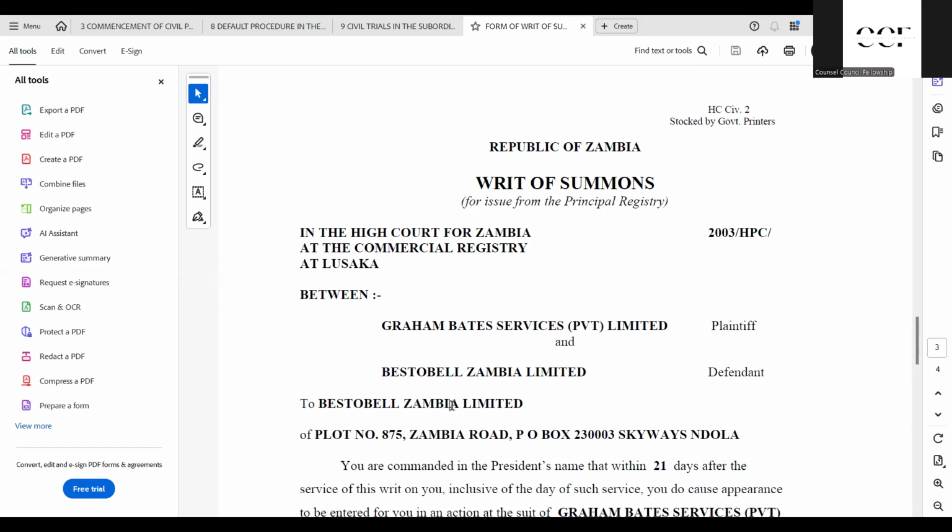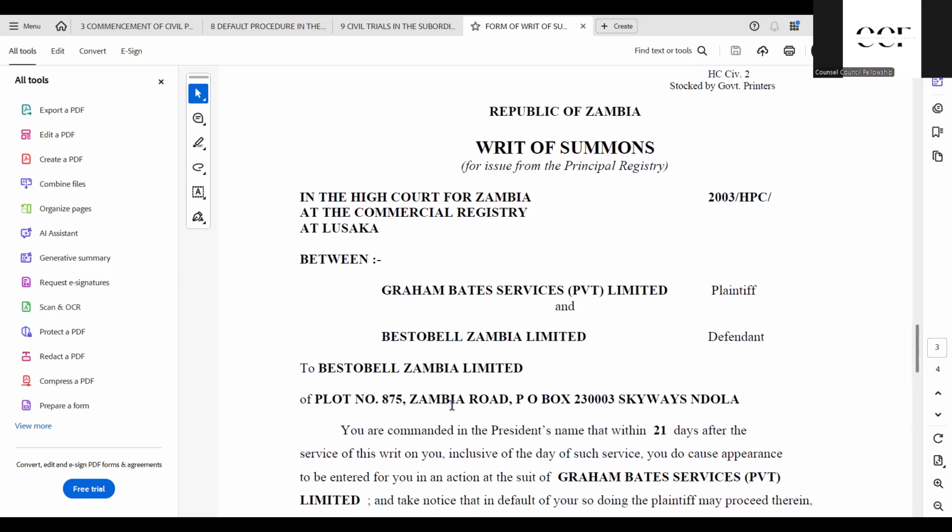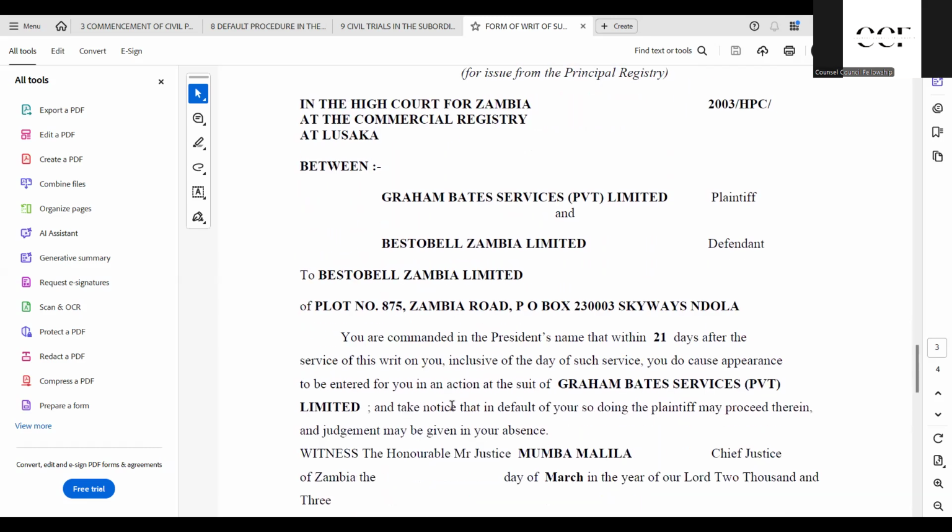The second thing that should be endorsed on this document, and it's not here, is you as the plaintiff. It must be endorsed by your name and your post office box or PO box, your address, and house number. Those are things that must be endorsed on a writ of summons, failure to which the writ of summons will be said to be irregular.